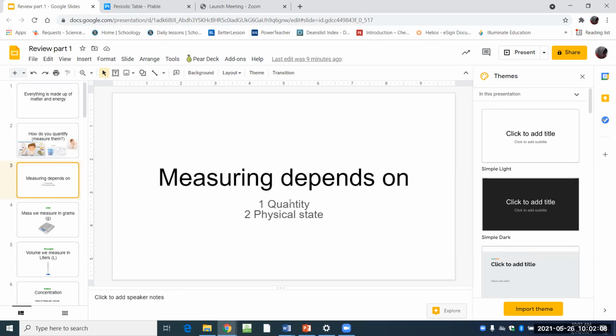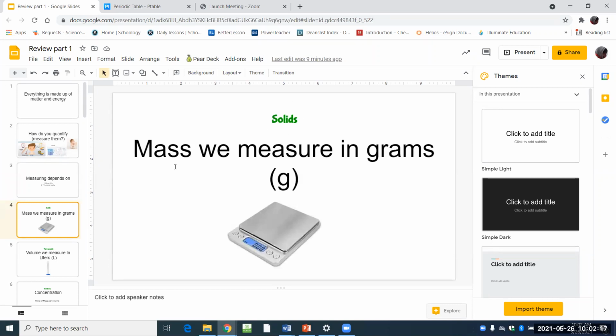And then physical state: it depends if it is a solid, a liquid, or a gas. We would measure them differently. So solids we usually measure by their mass or their weight. Weight takes gravity into consideration, so a lot of times we just use the word mass. We measure in grams, and this is the abbreviation for grams, and we usually use a scale.